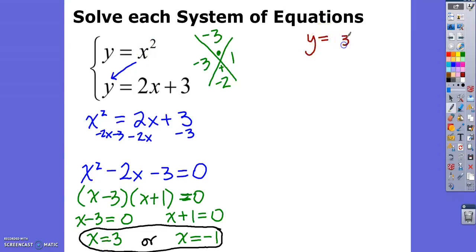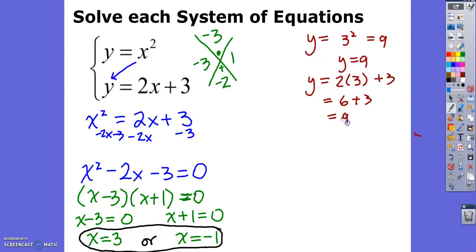We have y equals 3 squared, which is 9. So we think y is 9. To make sure we're right, we're going to plug into the second equation, and that says y equals 2 times 3 plus 3. So 6 plus 3, or 9. So y is 9. It looks like that checks out, and so my ordered pair would be 3, 9. So we're pretty sure that's correct, and we'll call that one good.